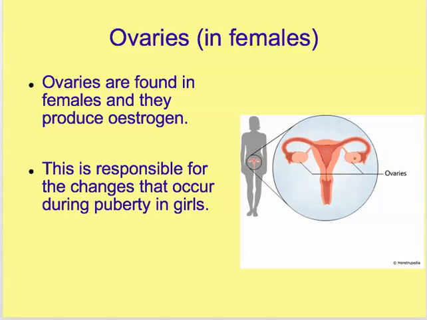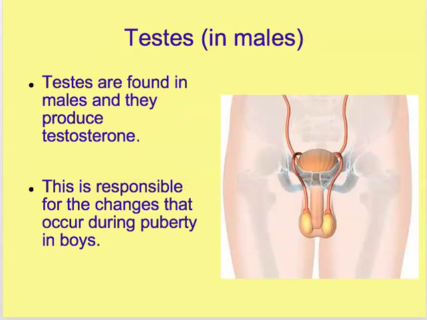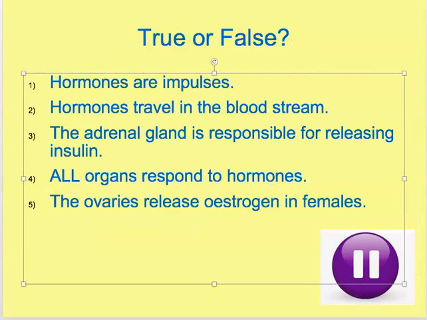Okay, moving on. So the ovaries, which are found in females, there are two ovaries situated in the female reproductive system, and they produce a hormone called estrogen. Now, estrogen is responsible for changes that occur during puberty in girls, and estrogen is a key hormone involved in the menstrual cycle, so when a girl has her monthly period. Okay, again, we'll talk about that in a future lesson. The next one is testosterone, which is released by the testes in the males, and again is responsible for changes that occur during puberty.